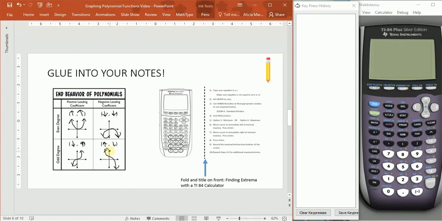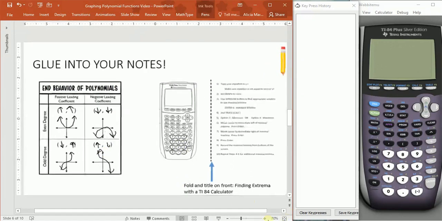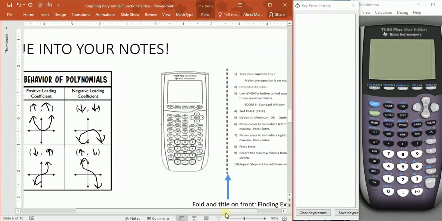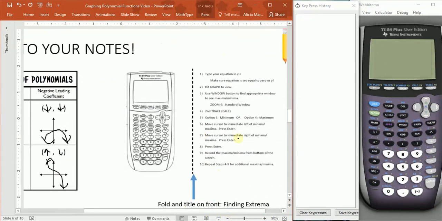The TI calculator. This is more for your knowledge of how to type into one of the calculators. So the very first thing that you're going to want to do is take a look at these steps when we're graphing here. I'll refer back to these steps each time that we use them.